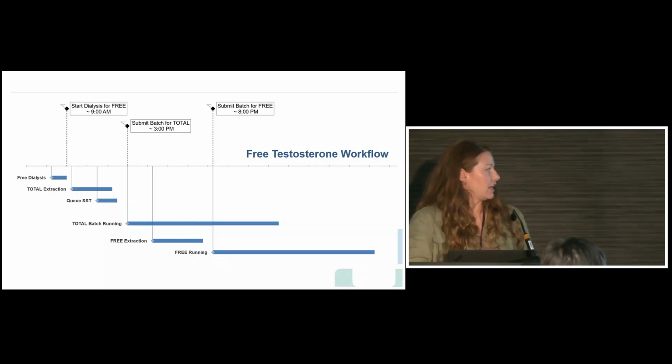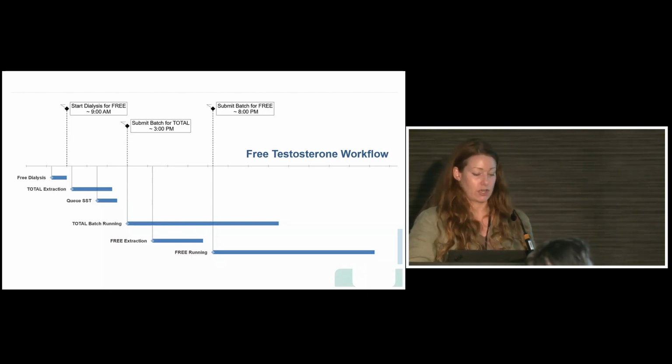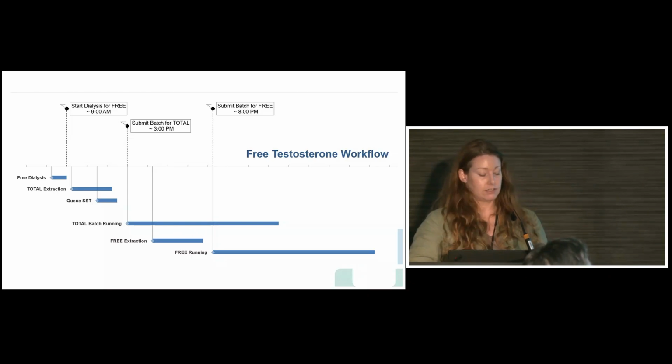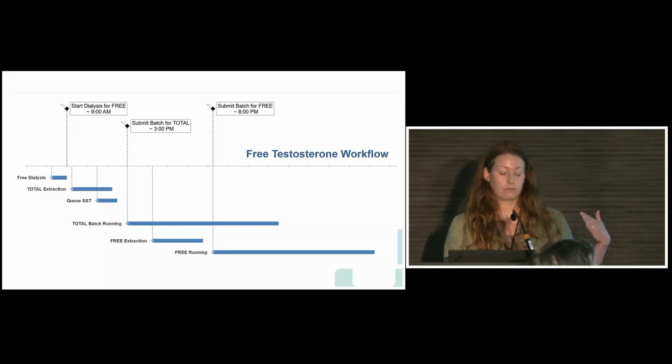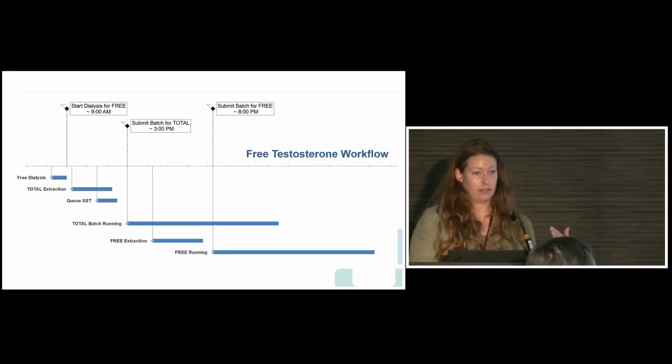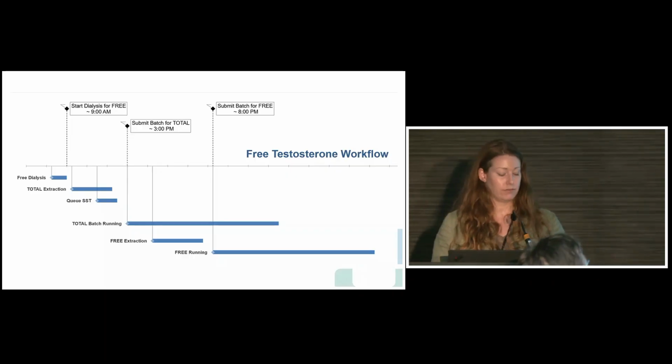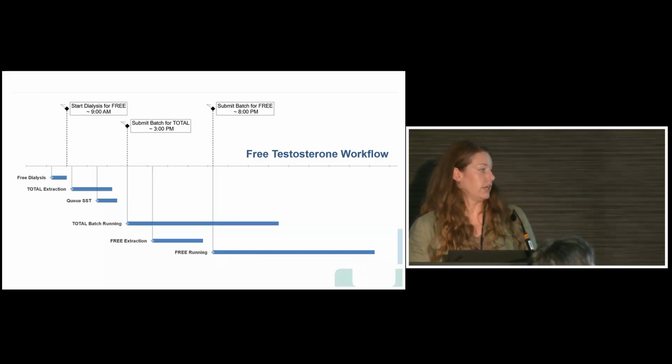We looked at queuing SST during dry down. After they queue their SST, they can take a break, come back, evaluate the SST, and then they can start their total batch. So the total batch is going to be running, second shift will come in, we have standardized plate maps. This is how they communicate with each other, letting each other know if there's a position change, if they need to fix that in the batch later. And then second shift will extract free and ultimately put that on to run.